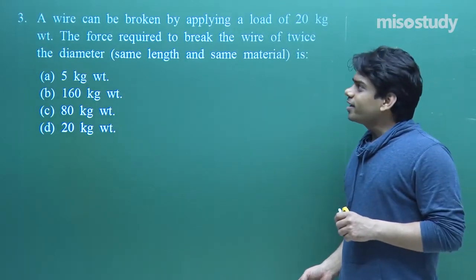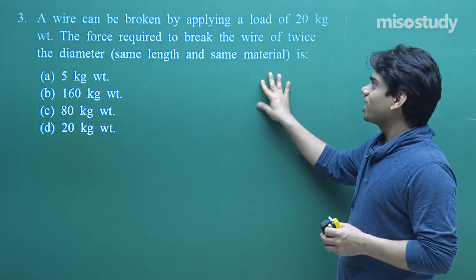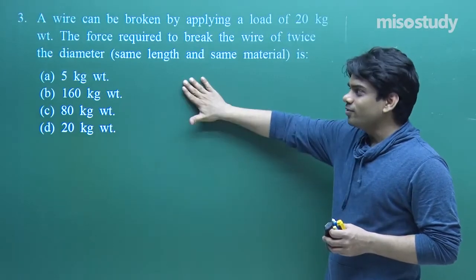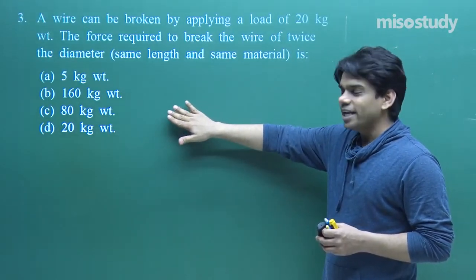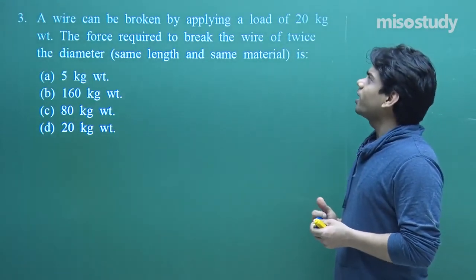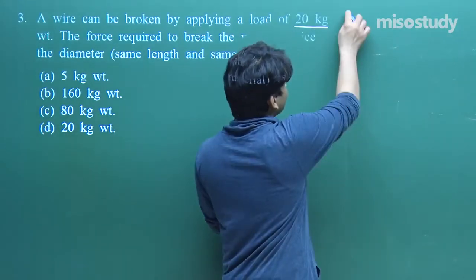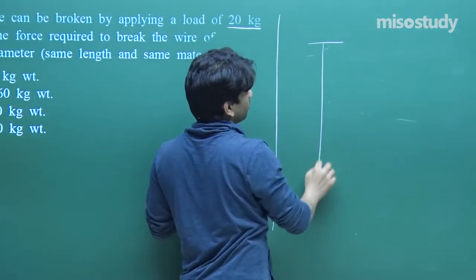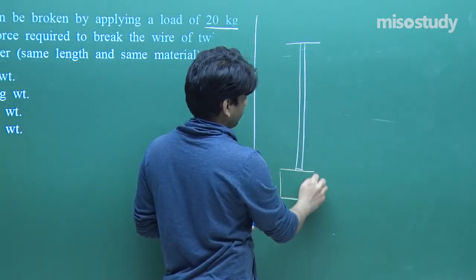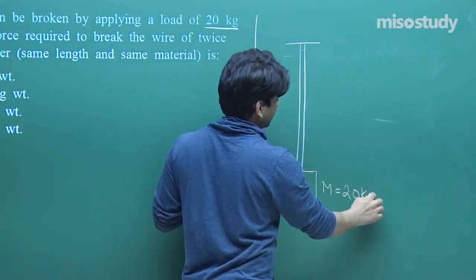Third, a wire can be broken by applying a load of 20 kg weight. The force required to break a wire of twice the diameter, same length and same material is A 5 kg weight, B 160 kg weight, C 80 kg weight, D 20 kg weight. Now in this case, a wire can be broken by applying a load of 20 kg weight. So first of all, let's consider the breaking stress. This is the wire. It can be broken if you are applying a mass of 20 kg.